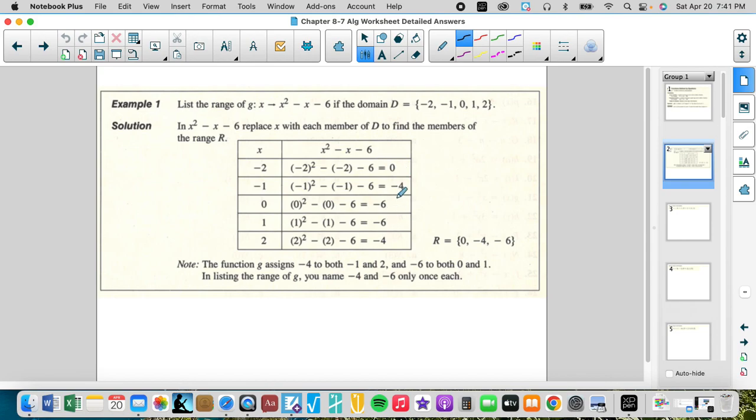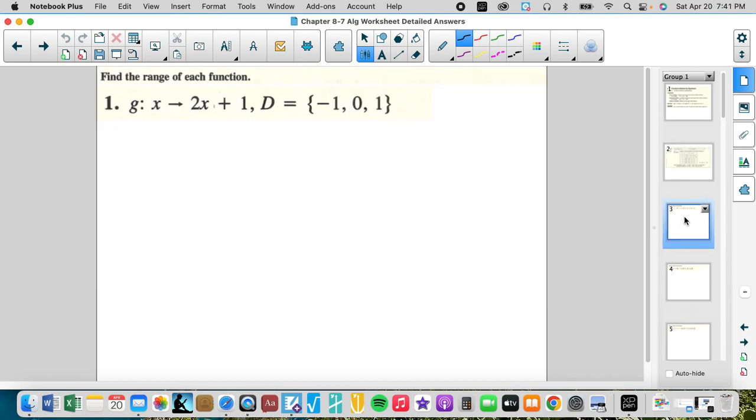Notice we don't double up the output. So if -4 happens twice, we still just list it once. All right. And I think it says that in there. Yeah, only once. So we would only list it one time.